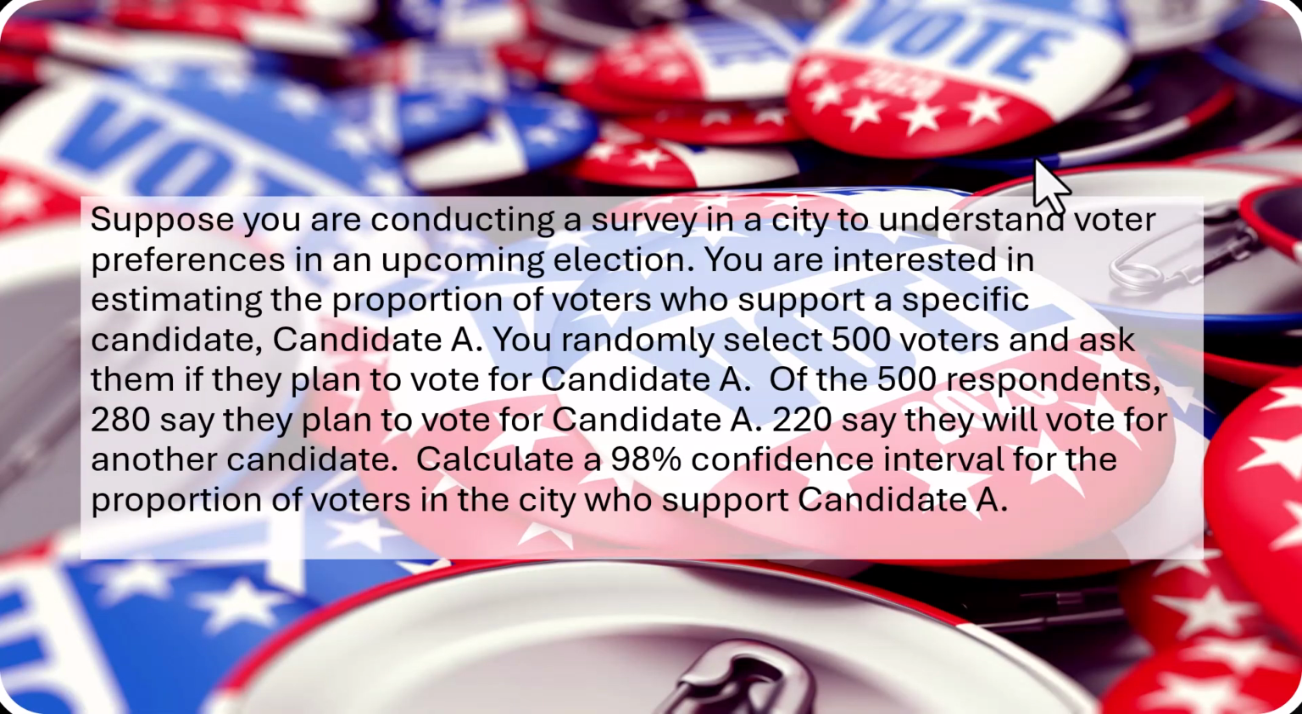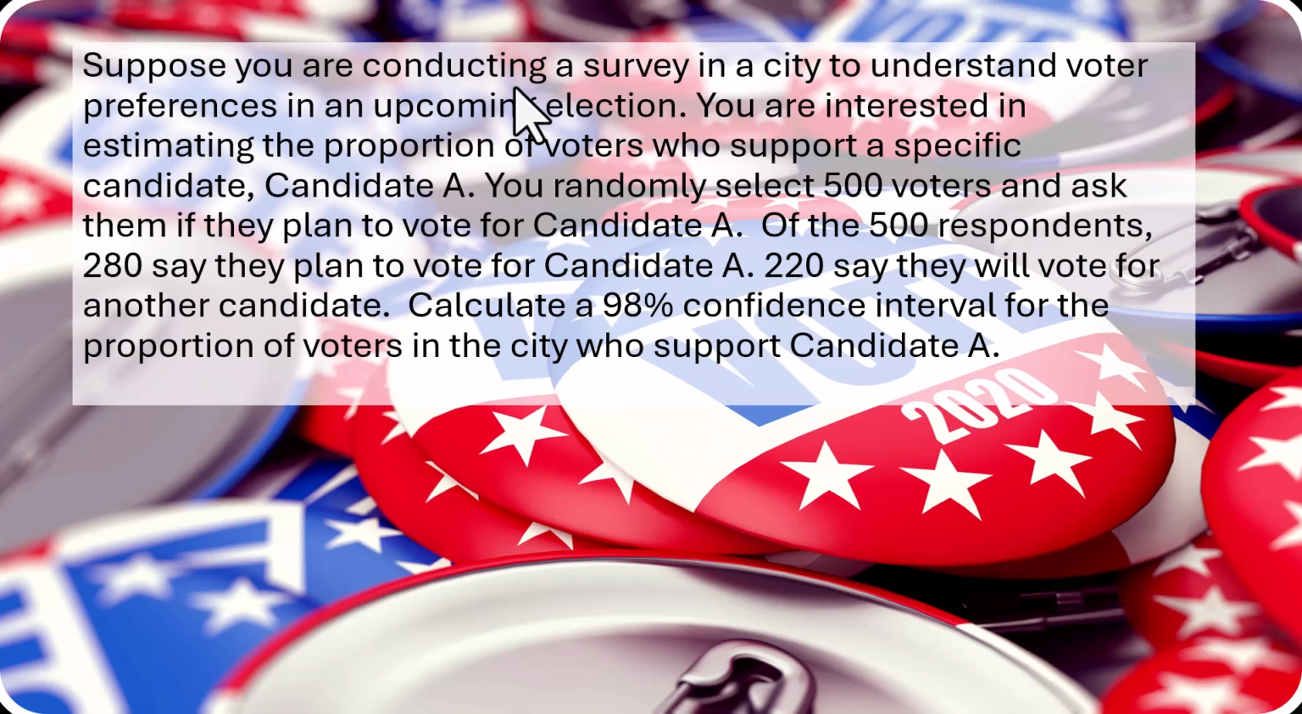Suppose you are conducting a survey in a city to understand voter preferences in an upcoming election. You are interested in estimating the proportion of voters who support a specific candidate, candidate A. You randomly select 500 voters and ask them if they plan to vote for candidate A. Of the 500 respondents, 280 say they plan to vote for candidate A, while 220 say they will vote for another candidate. Calculate a 98% confidence interval for the proportion of voters in the city who support candidate A.